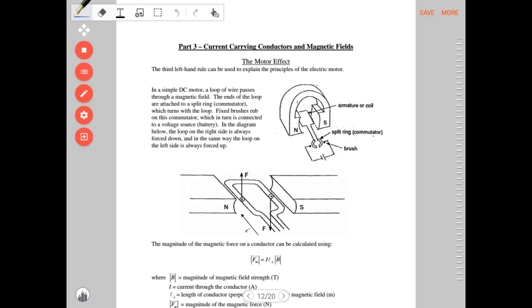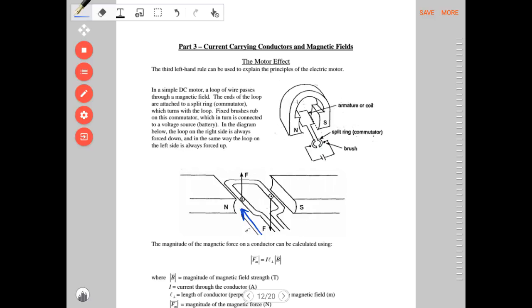So let's talk a little bit about this. We have the split ring right here. Now, the idea of the split ring is, if that wasn't there, the current in the loop would change directions. What we want is the current in the loop on the left side, we always want the current going this way.